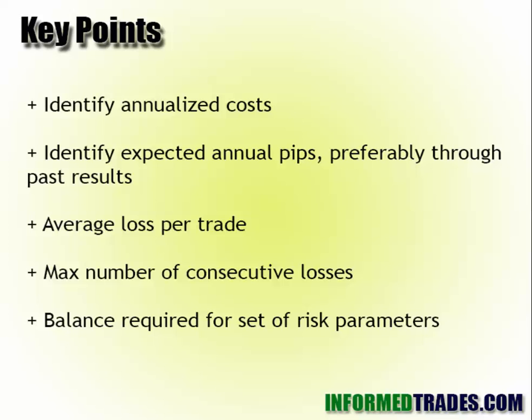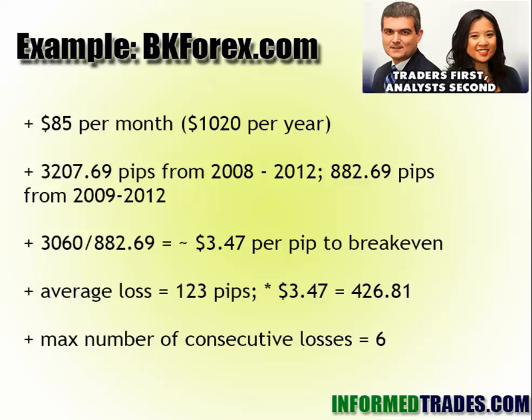Once you know how much it's going to cost you, you have an idea of how many pips you need to earn. You can start looking at average loss per trade based on the amount of pips you need to earn per trade to break even. And you can also evaluate the maximum number of consecutive losses to get an idea of the maximum drawdown you'll incur, and the balance required for running through a set of parameters if you're going to risk 1%, 2%, 3%. And we'll run through an example that'll help make this a lot clearer.